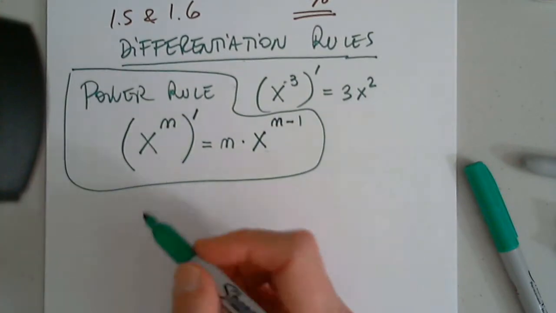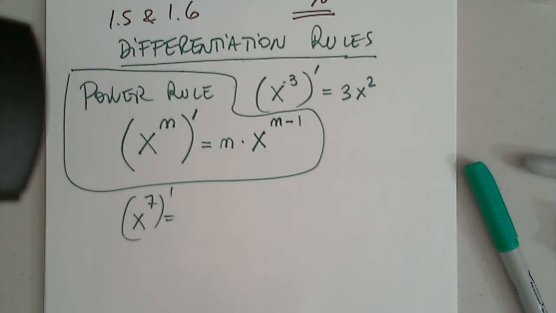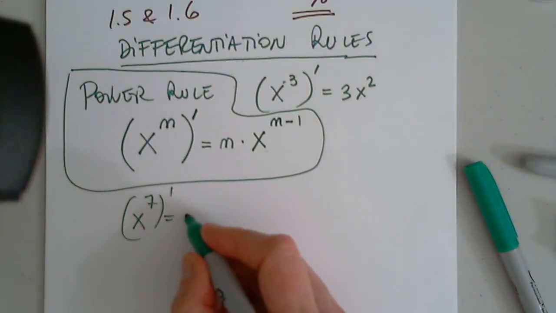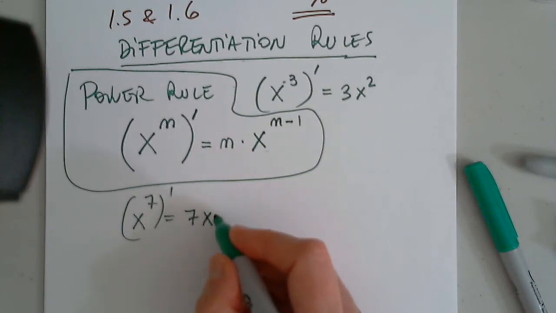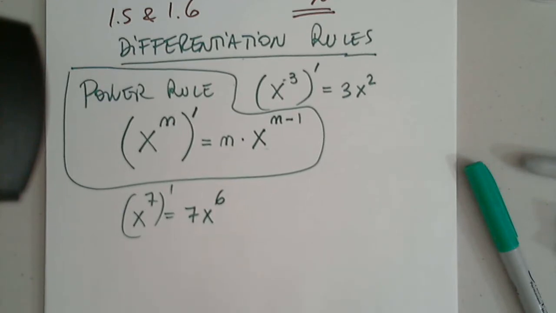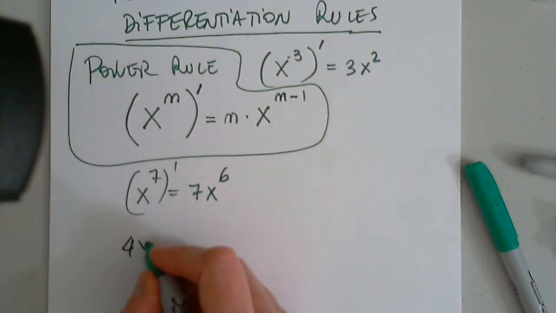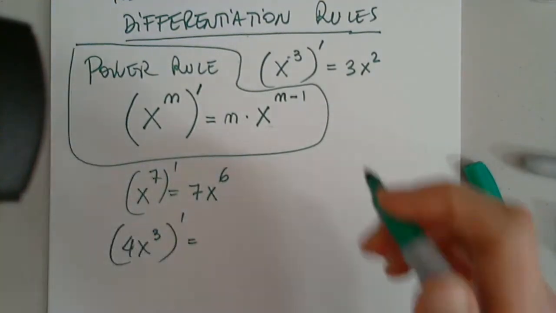So if I want to differentiate, for example, x to the 7th, what will I get? Who would like to give it a shot? Would be 7x to the 6th. What if I have now, let's say, 4x to the 3rd? And we have to discuss this before we continue.